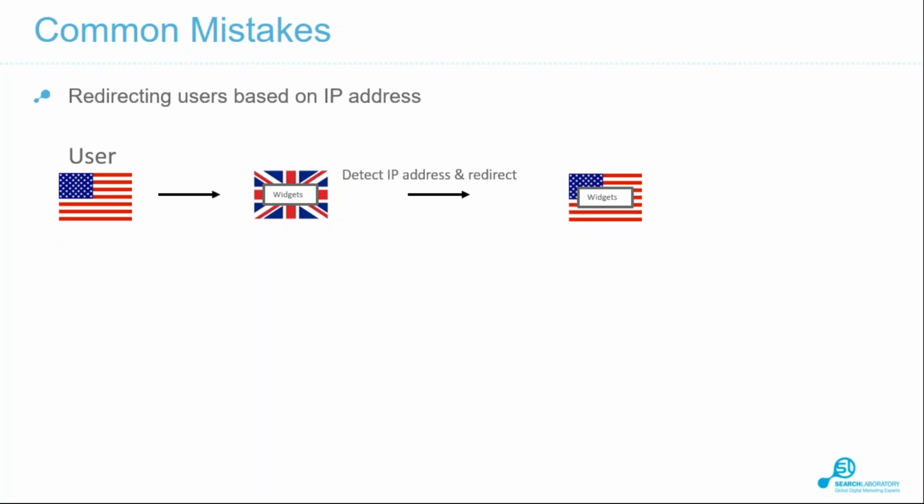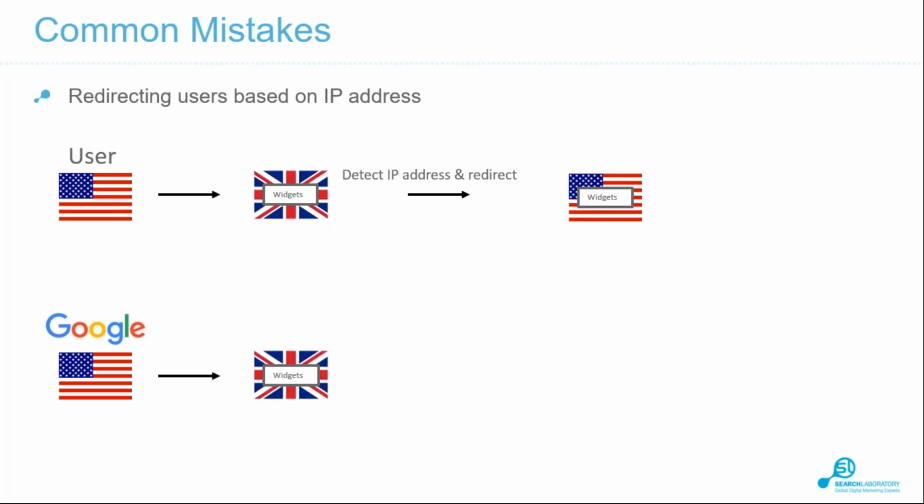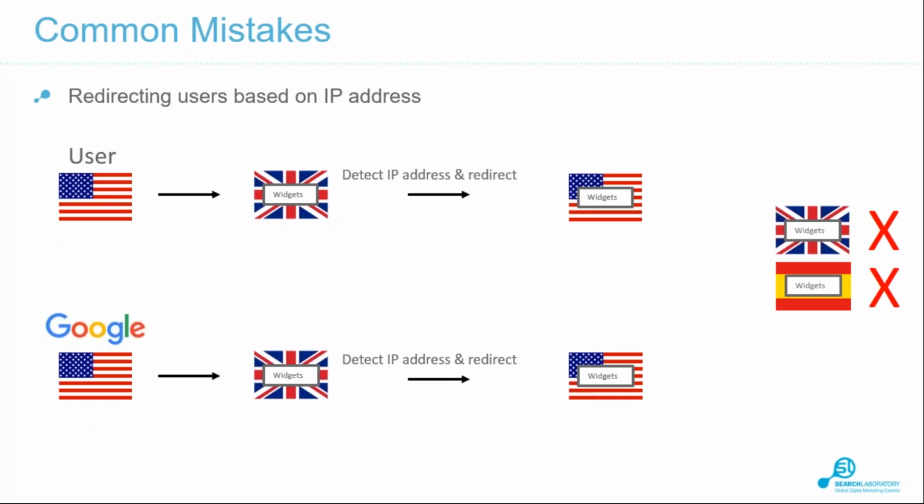From an SEO point of view, it is really problematic. Because Google conducts all of its crawls from the US, if we attempted to land Googlebot on our UK content, we would always be redirecting it back to the US content, which means that our UK content wouldn't be crawled or indexed. Same for our Spanish, Italian, French, and so on, because Googlebot would constantly be getting redirected to the US content.